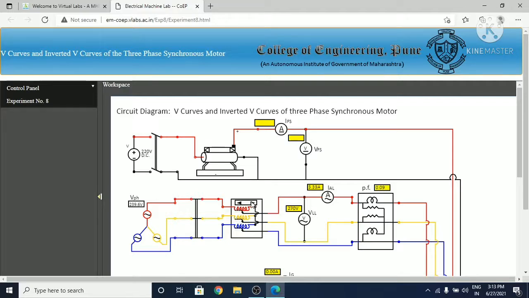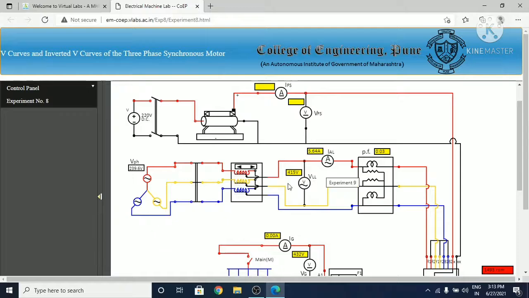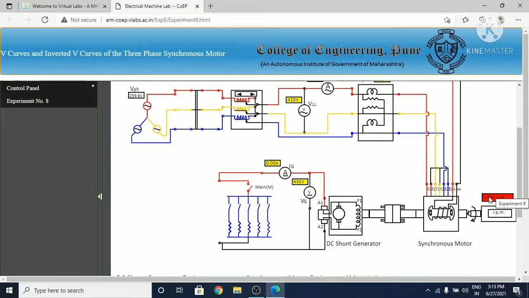Now it's 245 volts. Yeah, it's almost the rated voltage. Here you can see that, as I already explained, once the three-phase supply is given to the stator, a rotating magnetic field is created in the stator, which rotates at synchronous speed. But here the RMF is slightly lesser than the synchronous speed.